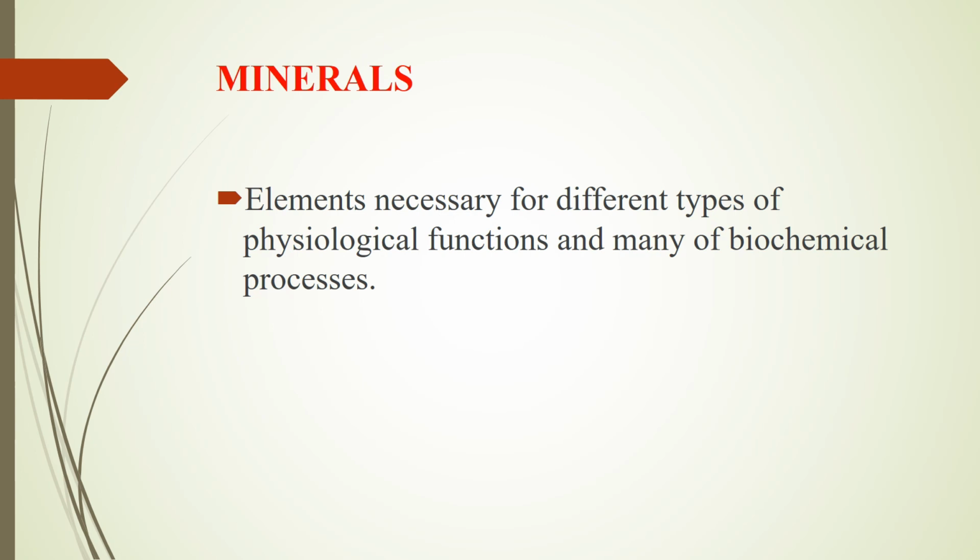Nutrients are mainly divided into macronutrients and micronutrients. Macronutrients include carbohydrates, proteins and fat. Micronutrients include vitamins and minerals. Vitamins and minerals are essential nutrients that our body needs in small amounts to work properly.